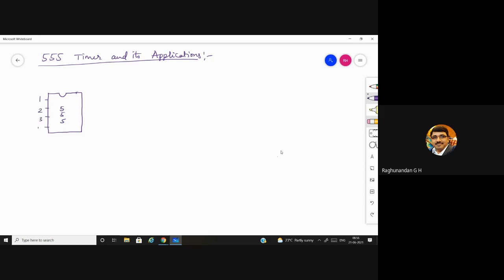It has 8 pins. The 8th pin is plus VCC, and the first pin is ground. Second one is the trigger. Third one is the output. Fourth one is reset. Fifth one is the control voltage, then threshold, and then we are having discharge.